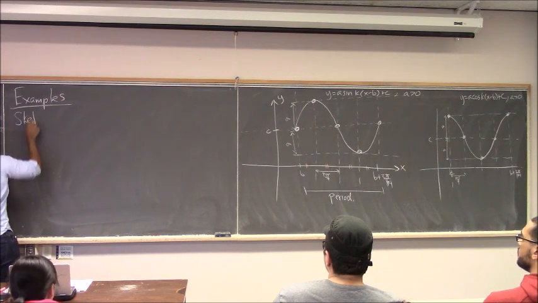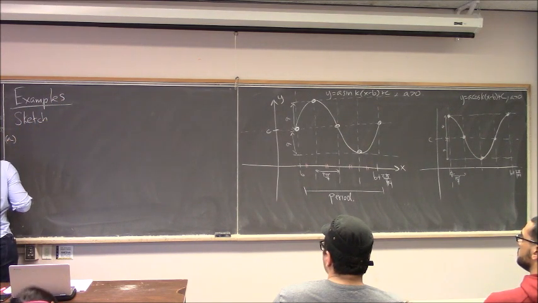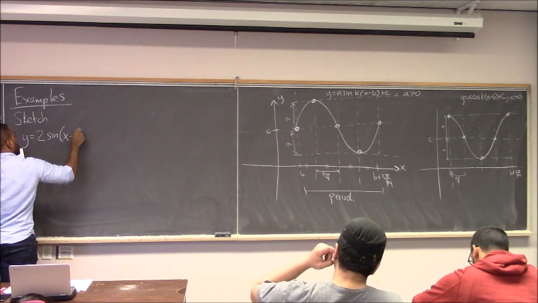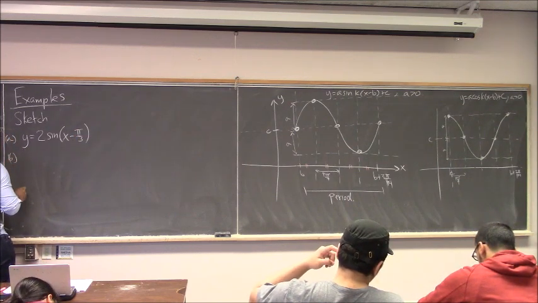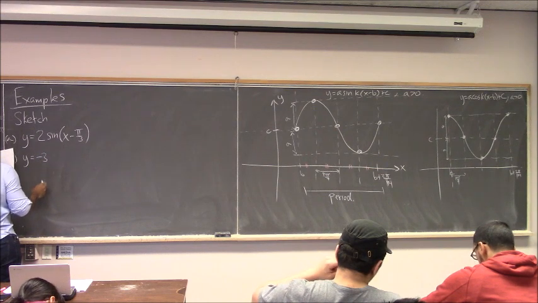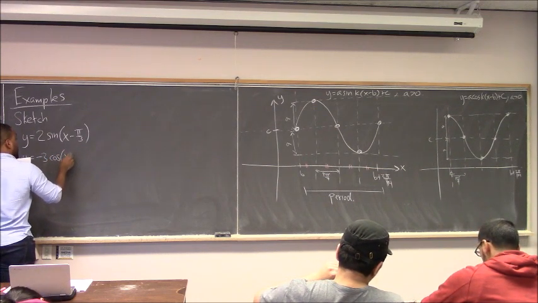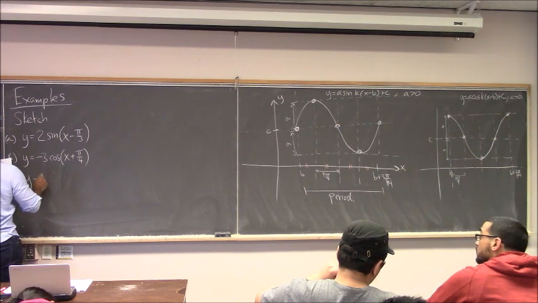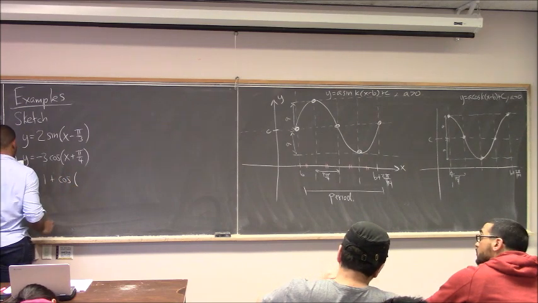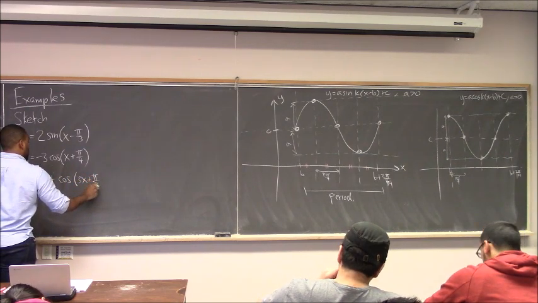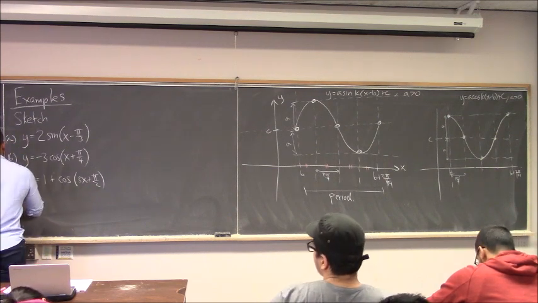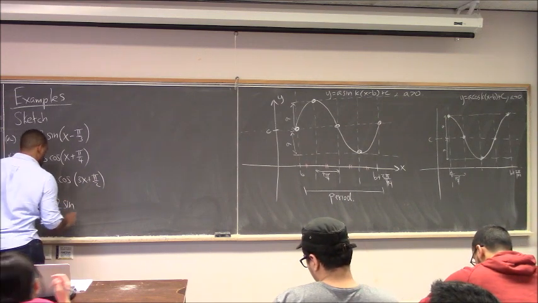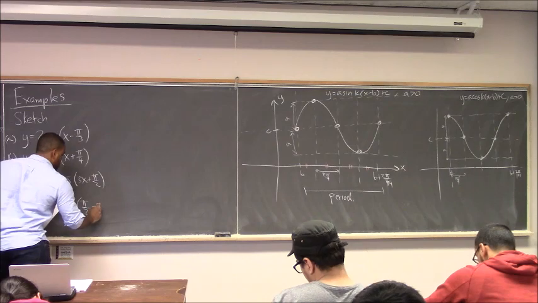We're going to sketch the following. Y equals 2 sine of x minus pi over 3. We're also going to sketch y equals minus 3 cosine of x plus pi over 4. We're going to sketch y equals 1 plus cosine of 3x plus pi over 2. And we're also going to sketch y equals 1 plus 2 sine of pi over 2 minus 2x.